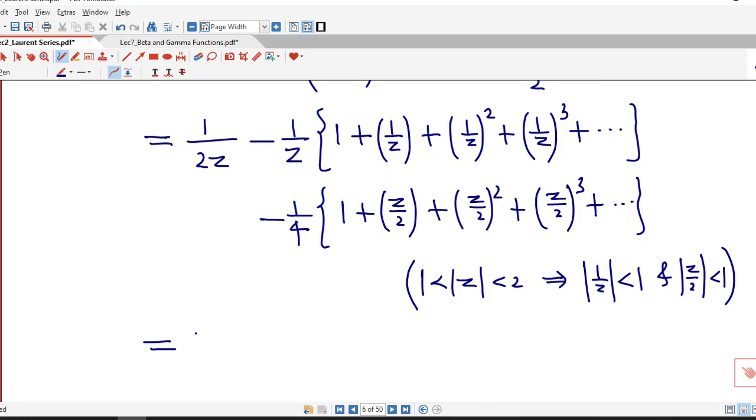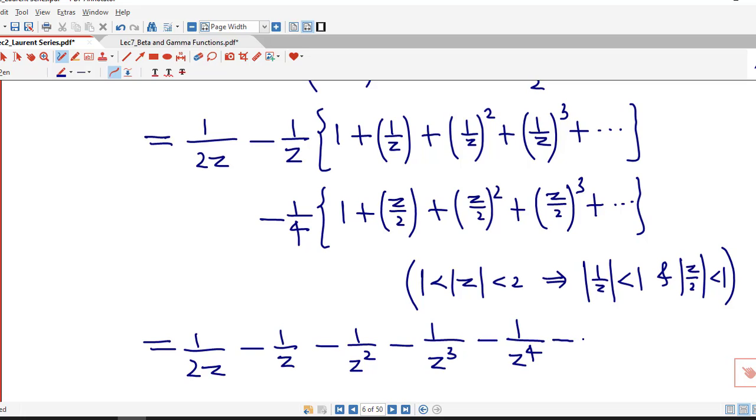So first we write this as minus 1 by 2z, and here we can write one more step, minus 1 by z minus 1 by z square minus 1 by z cube. We are multiplying with 1 by z, so this is 1 by z, here 1 by z whole square, this is 1 by z square into minus 1 by z, that is minus 1 by z cube. Here we will have minus 1 by z raised to 4, and so on.